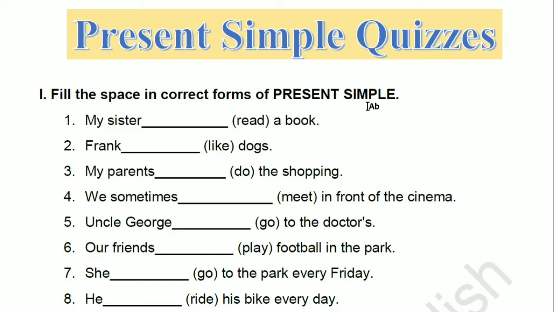Today I have this assignment for you to practice how to use present simple. For present simple, as you studied in the previous videos, from part 1 to part 7, there are some lessons that include some exercises. So now I allow you to practice all the exercises in here.